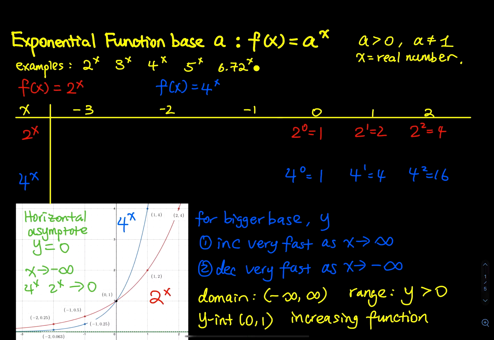In this video, I would like to compare the graph of f of x equals 2 to the x and 4 to the x. So what happens when you use a bigger base? I have a picture, but before we get into that, let's take a look at the table of values.